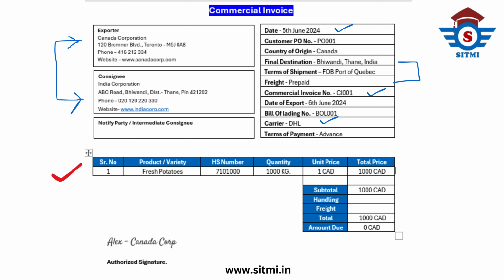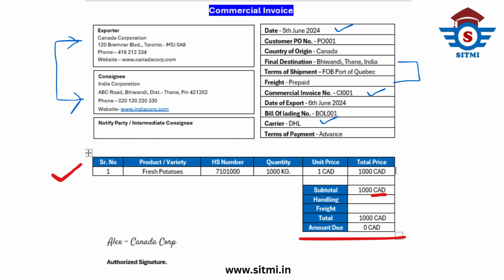The fifth one is description of goods or services. A detailed description of the goods or services being sold, including the type, quantity, unit price, and total value for each item. This section provides clarity on what is being shipped and its value. The sixth point is the total amount due. The total amount payable by the buyer for the goods or services outlined in the commercial invoice. This includes the subtotal, taxes, shipping charges, and any other applicable fees.